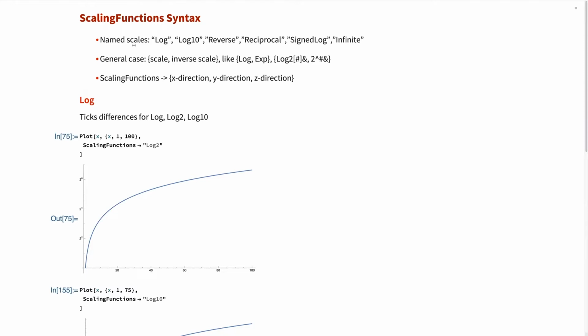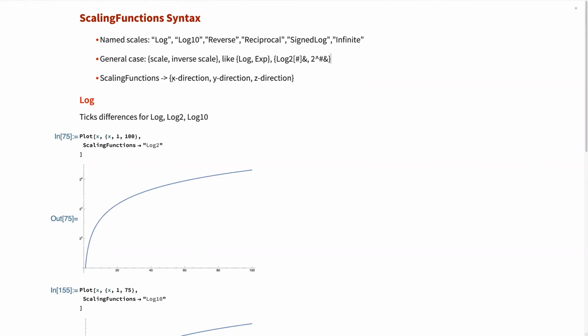We have quite a few named scales. We have log, log 10, also log 2, and reverse, reciprocal, and we added signed log and the infinite scales. But in general use, you can just specify your own scaling function and the inverse scaling function. For example, log is equivalent to log and exponential, and log 2 is equivalent to this. And the scaling functions take, like I said, you can specify in different directions.